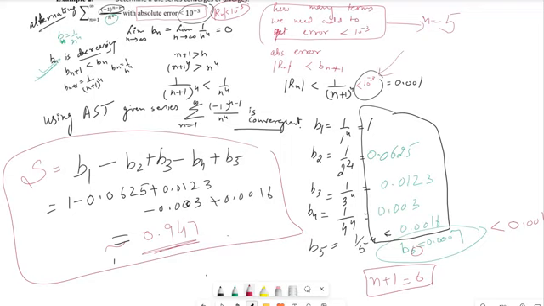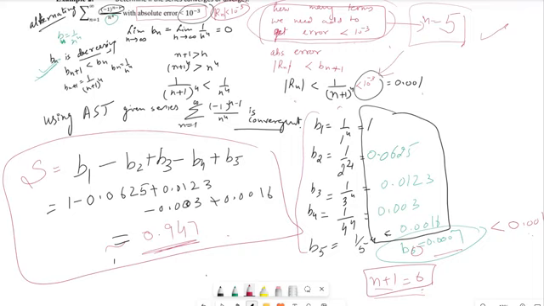So they can ask you multiple questions. They can ask you how many terms we need to add to get error less than 10 to the power negative 3. You're going to answer 5, right? Where did that answer come from? We wanted Rn to be less than this. Rn is less than Bn plus 1. So we kept finding Bn plus 1 until we get a number which is less than 0.001. And using that, we got n plus 1 equal to 6. So we only needed to add 5 terms.